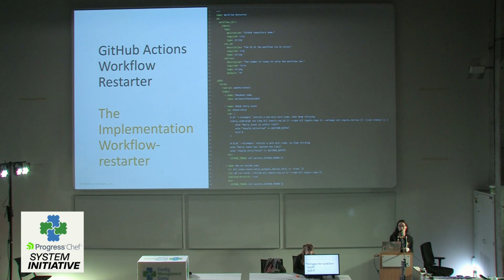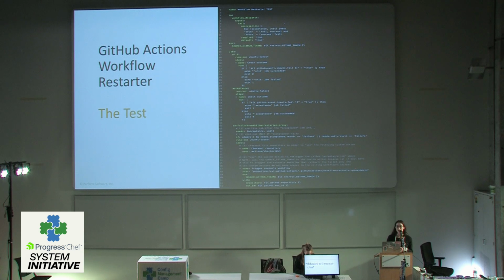This is the implementation of the workflow restarter. It takes the repository name, the run ID, and the number of retries. It's defaulted to 3, but you can set this to be whatever number you want. It also keeps count of the number of retries. And here we have a test.